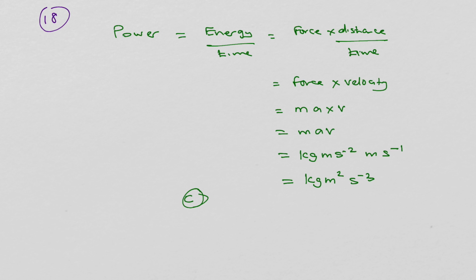Question 18. Which is a correct statement about mechanical power? Well, mechanical power is energy over time, and energy is work done. So that's force times distance over time. But displacement over time is velocity, and distance over time is speed. So force is ma times the velocity or speed, m times a times v, where the unit is kilogram meters per second squared, times meters per second, and all together gives kilogram meters squared per second cubed. So the answer is C.